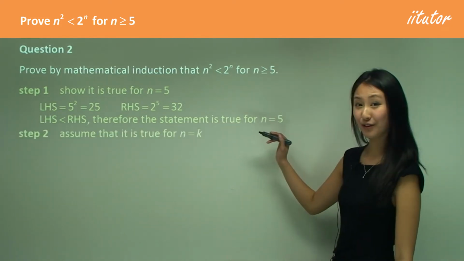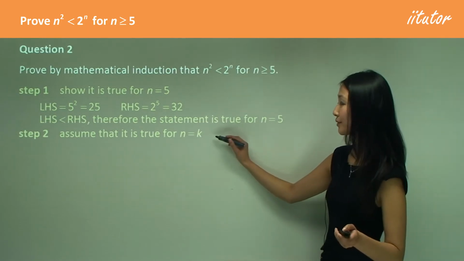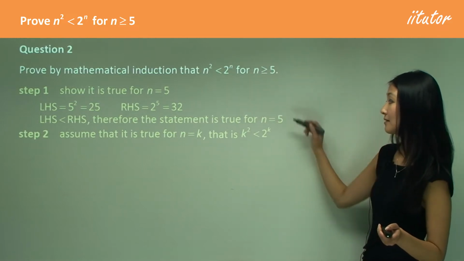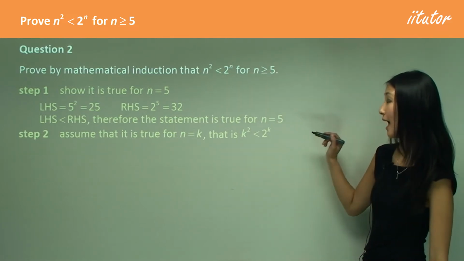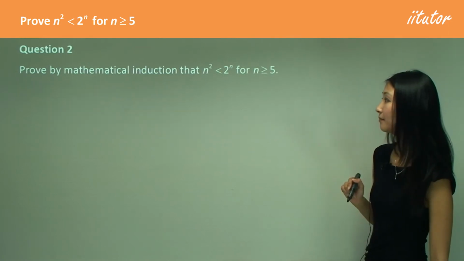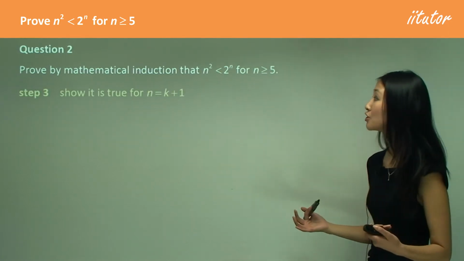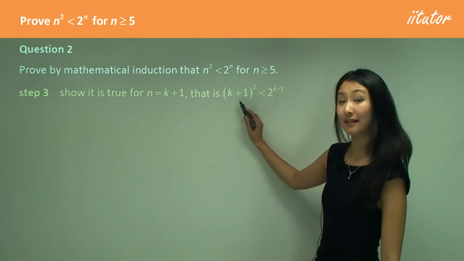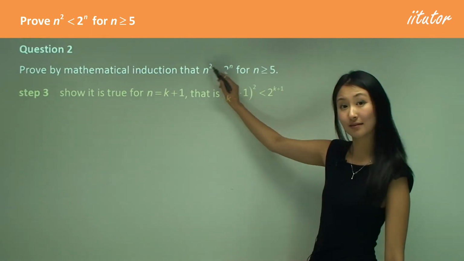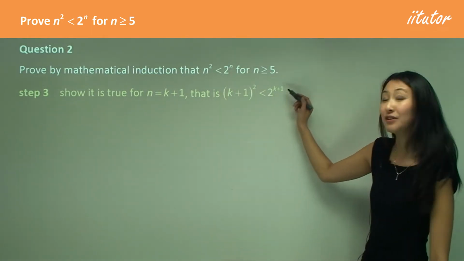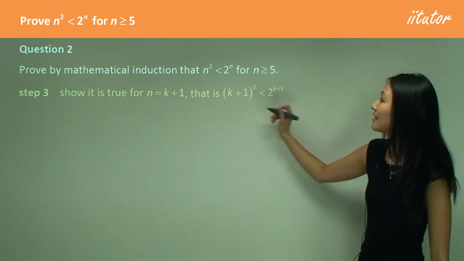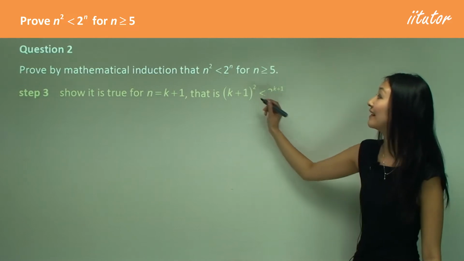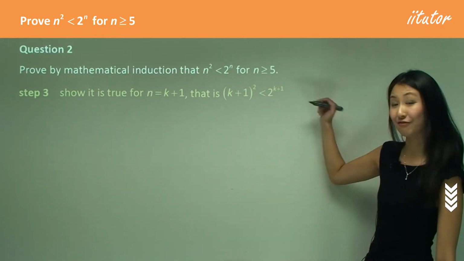All right, step 2, our assumption. Assume it is true for n equals k. So we just substitute in k. k squared is less than 2 to the power of k, for k is greater than or equal to 5. Step 3 is our proving, where we show it is true for n equals k plus 1. So substituting in k plus 1 here, I have k plus 1 squared, and over here I have 2 to the power of k plus 1. This inequality is what I want to prove, that the left-hand side is less than the right-hand side.